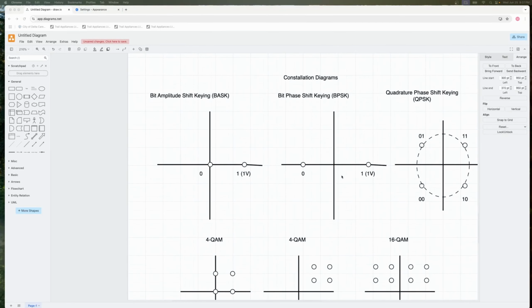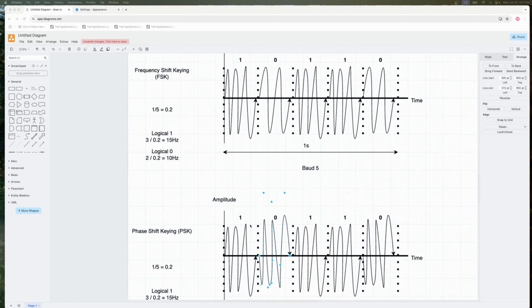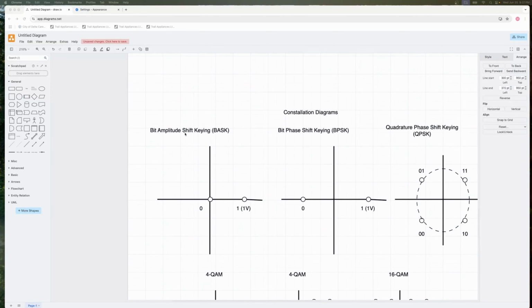So for this one, we want to look at the constellation diagrams. So here in the constellation diagrams, it means this bit amplitude shift keying. BASK, so we're dealing with amplitude still, but we're dealing with bits. So bits, if we're dealing with amplitude, we can really just only have something that's high and then flatlined. So there's only 2 possible different values here for amplitude shift or bit amplitude shift keying.